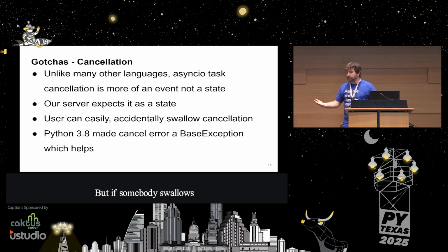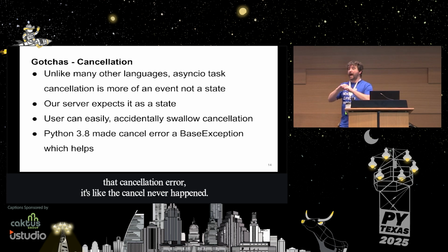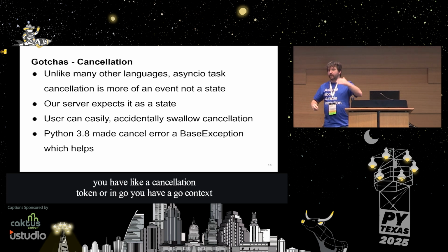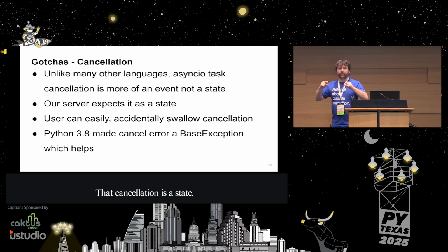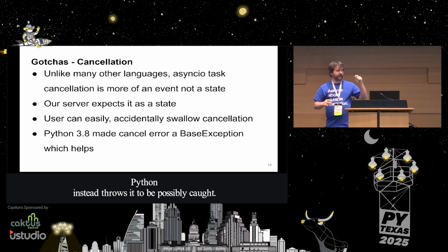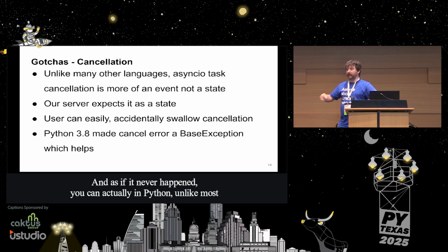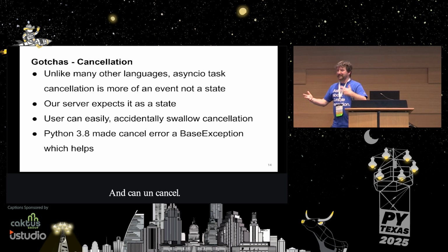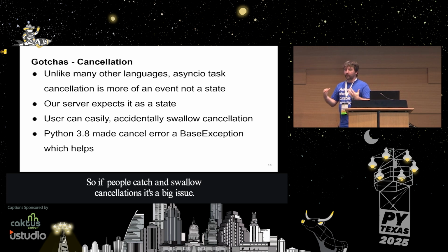But if somebody swallows that cancellation error, it's like the cancel never happened. So as opposed to some languages, like maybe in C# you have a cancellation token, or in Go you have a Go context or something like that, that represent a cancellation as a state, Python instead throws it, to be possibly caught and as if it never happened. So you can actually, in Python, unlike most cooperative multitasking systems, issue multiple cancellations and can uncancel. It can get a little confusing. So that doesn't really match what our server does. So if people catch and swallow cancellations, it's a big issue.